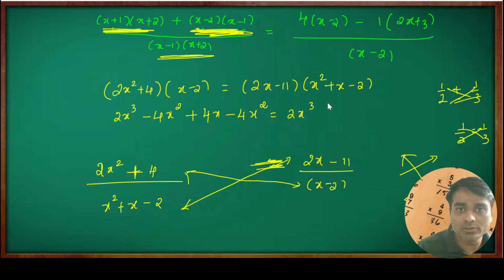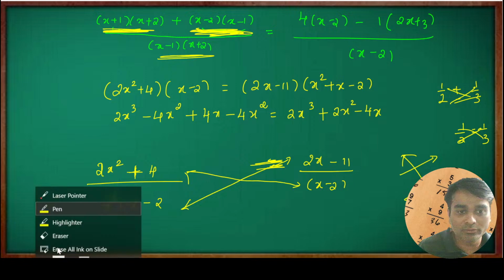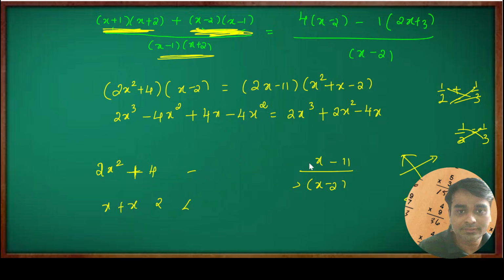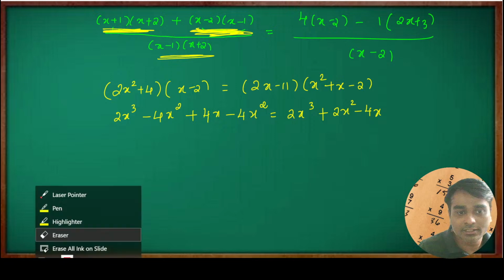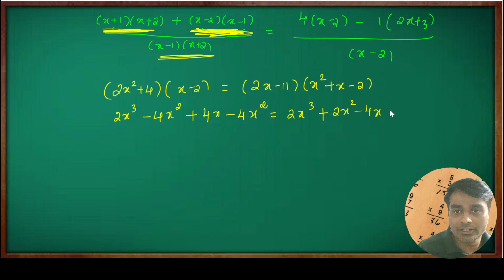2x cube plus 2x square minus 4x, then from 11 we will have to multiply. From 11 I should multiply next. 11 always, so minus 11x square minus 11x plus 22. Why plus 22? Minus 11 minus 2 multiplied.